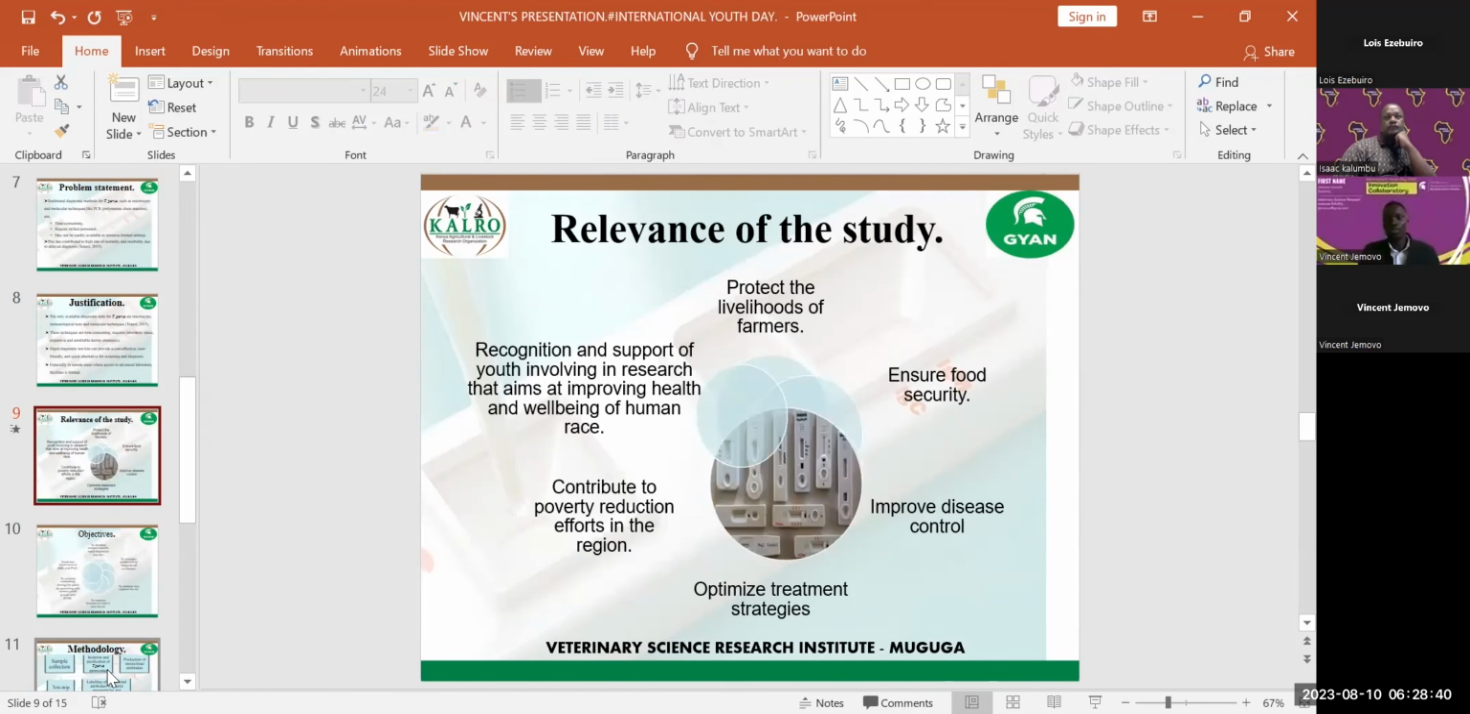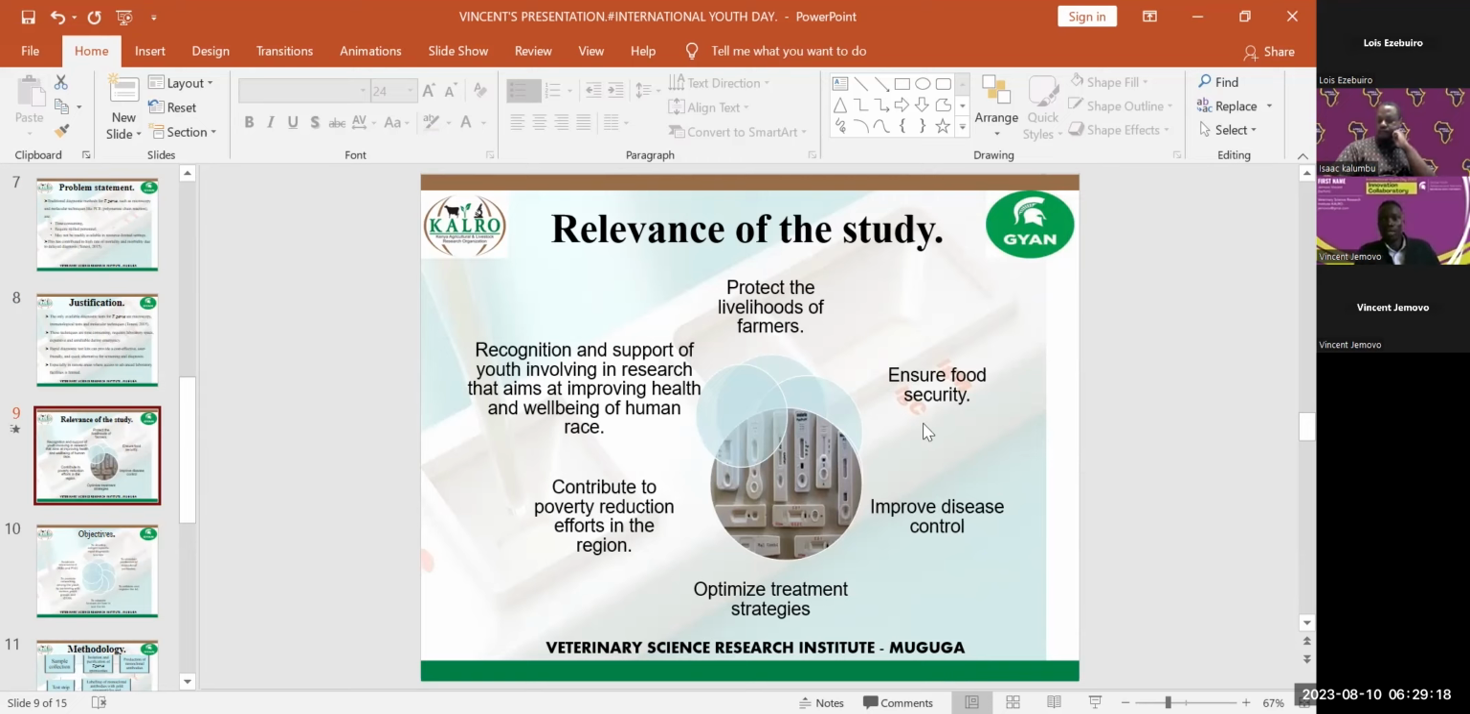Relevance of the study. How is this study important? Or what do we expect after, in case this study goes through? Number one, we do expect the livelihood of farmers to be protected. The basic food producers in this African world, among them is livestock. So when we protect this livestock, if you can detect this disease as early as possible, treatment intervention can be taken, thereby saving a large number of animals and hence protecting the livelihood of farmers.